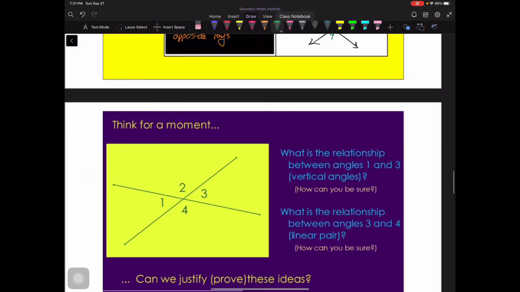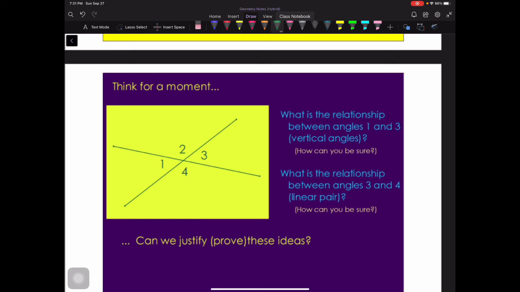So let's think for a moment. What is the relationship between angles 1 and 3? Hint, it is vertical angles. It says it right here for you. That's pretty neat. But yes, we have two lines intersecting opposite of each other like this are vertical angles.